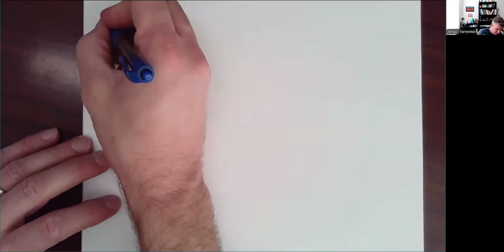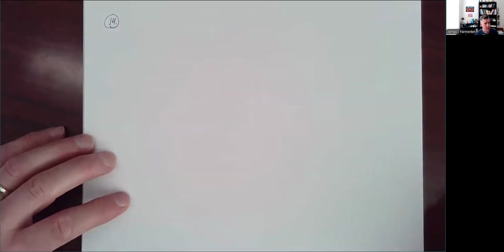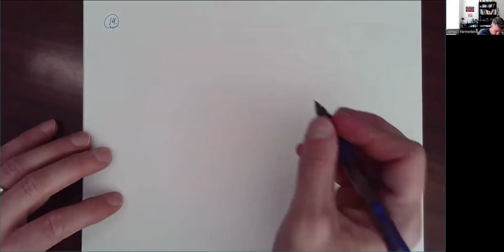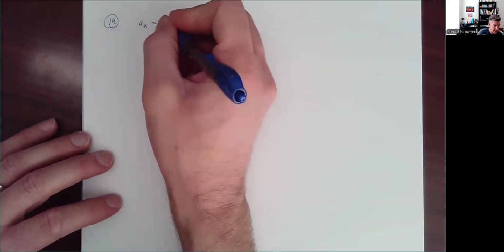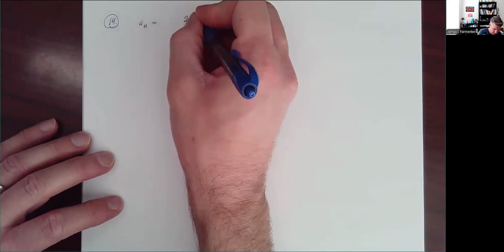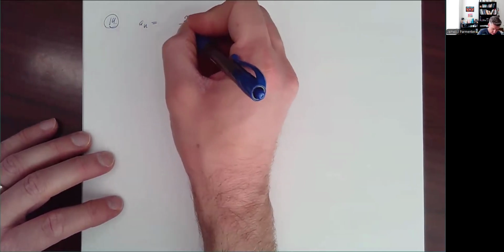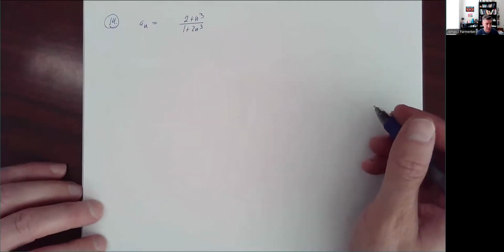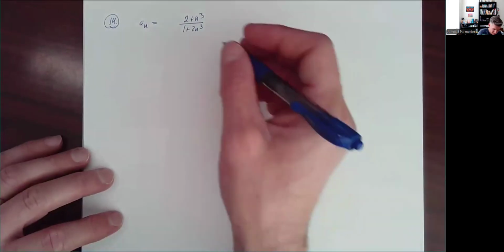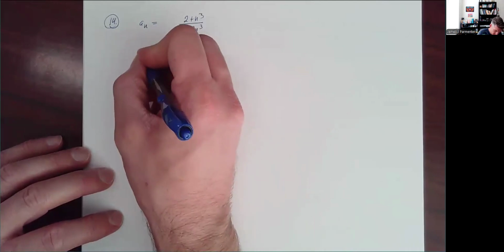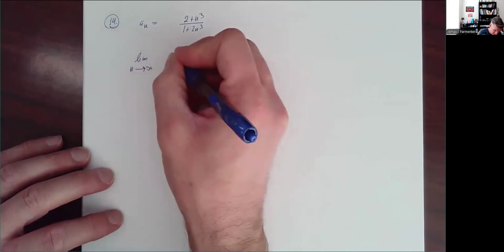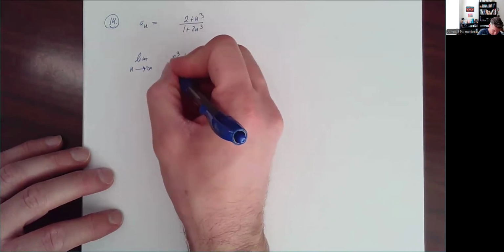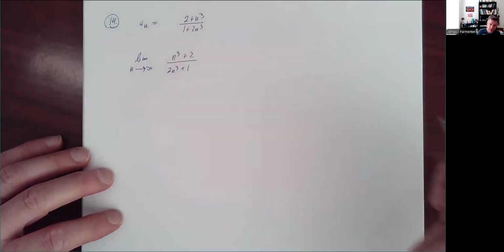So 14, determine whether the sequence converges or diverges. If it converges, find the limit. So our first sequence in part A is 2 plus n cubed over 1 plus 2n cubed. So really, to determine whether or not the sequence converges, you take the limit. Take the limit as n goes to infinity of, I might rewrite this as n cubed plus 2 over 2n cubed plus 1. There's a couple ways you could do it.